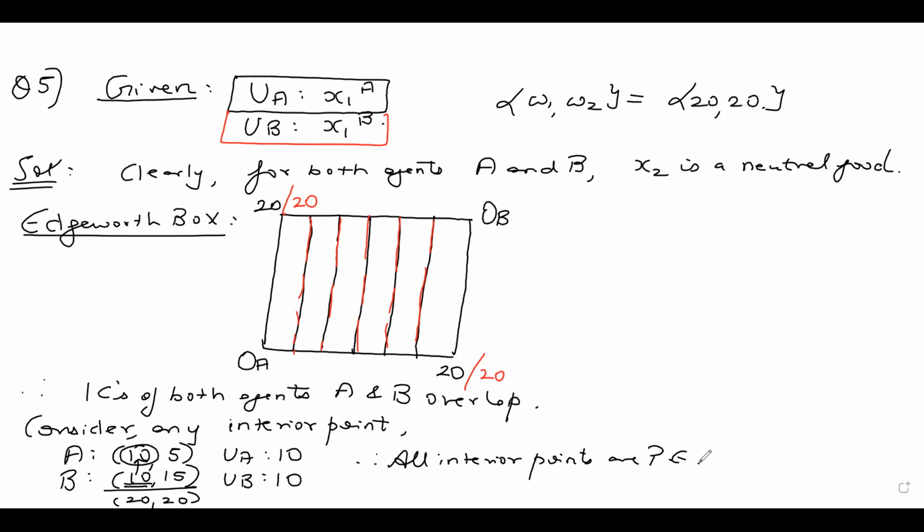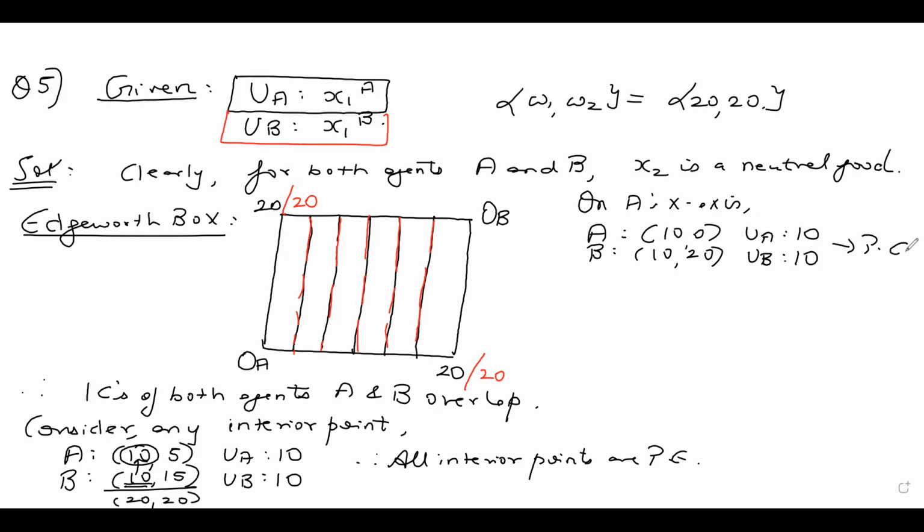Similarly, guys, you can check the corners. Take any point on A's x-axis. On A's x-axis, A has hypothetically, say, (10, 0), and B has (10, 20). Again, the utility which A gets is only from good 1, and the utility which B gets is only from good 1. Any trade you make, one party is going to become better off by making the other agent worse off. So Pareto efficient. All points on A's x-axis are Pareto efficient.